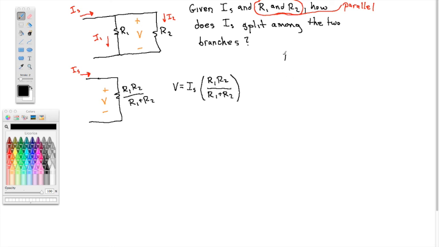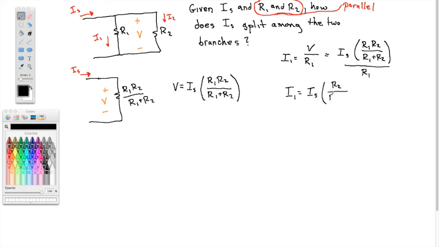So now, if I wanted current I1, we can use Ohm's law. We have the voltage divided by the resistance. So here's the voltage we now have an expression for. That's IS times R1, R2 over R1 plus R2, and then divided by that R1. So the R1s cancel, and I see that I1 is IS times R2 over R1 plus R2. And ooh, that's a big result. I'm going to put a box around it.